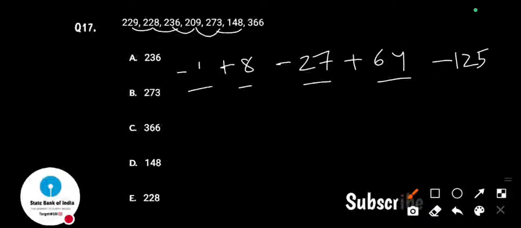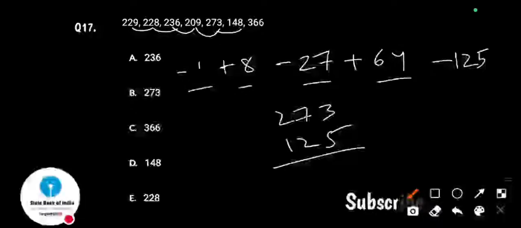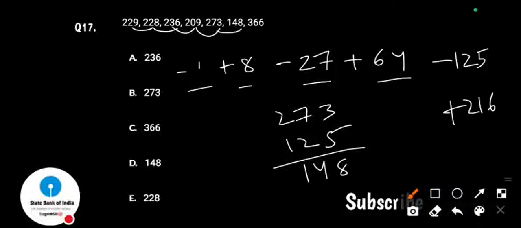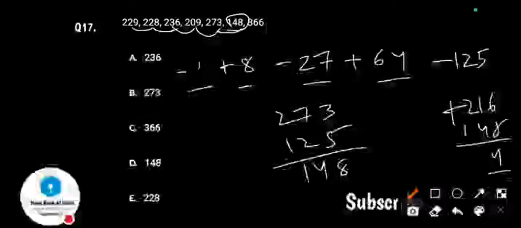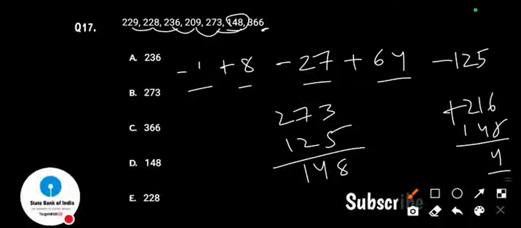If we subtract 273 with 125, 148, also right. The next cube, which will be 216, adding 216 to 148, we need to get the unit digit of 4, but here we have unit digit 6, so our wrong number will be the last one, which will be 366. Option C is our wrong number.